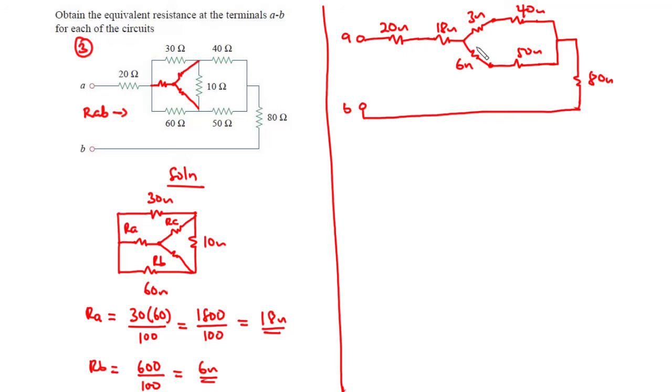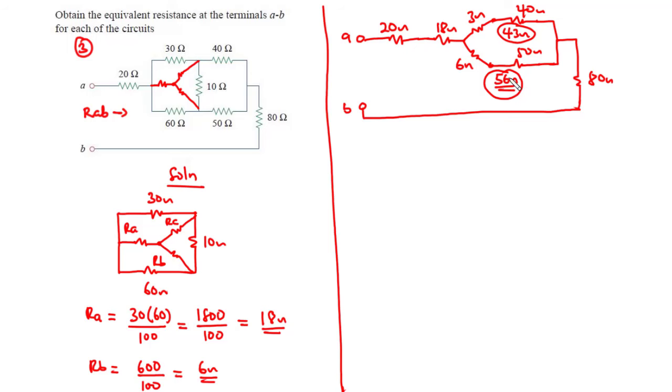Now let's try to find the total resistance for this circuit. You realize that these two resistors are connected in series because the same current will flow through them. So the equivalent resistance is going to be 56 ohms. These two resistors are also in series and their equivalent is going to be 43 ohms. Now you realize that these two resistors are in parallel and their combination will be in series with the 20 ohms, 18 ohms, and then 80 ohms resistors.